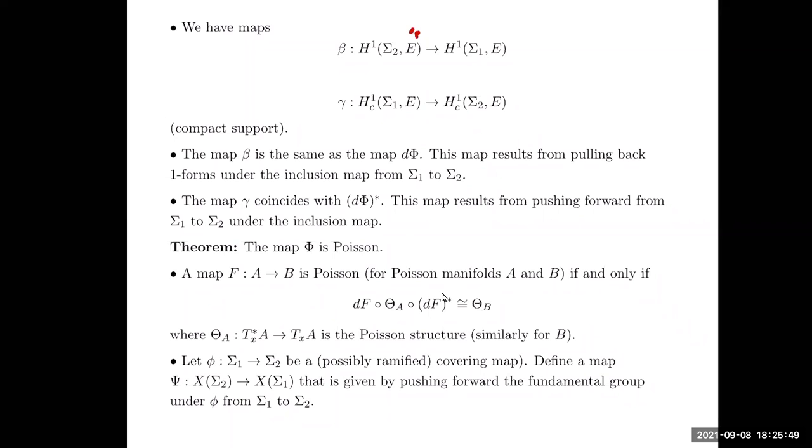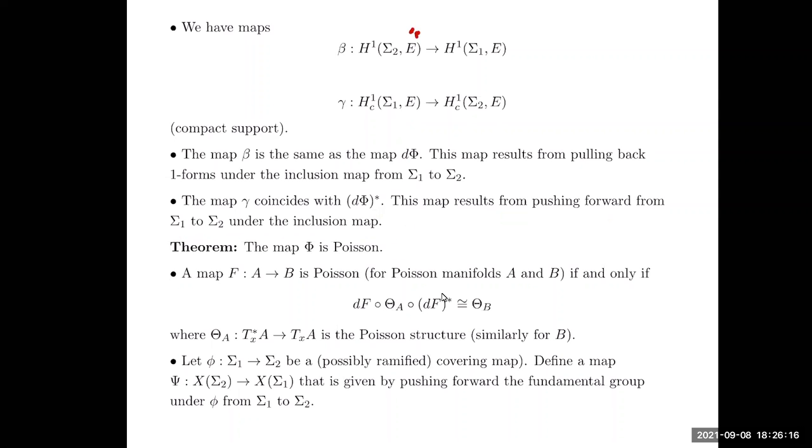Similarly, the map gamma with compact support coincides with the dual map, the dual to d phi. And this results from pushing forward from sigma 1 to sigma 2 under the inclusion map. And we prove that phi is a Poisson map.